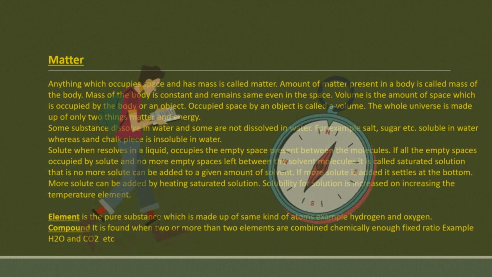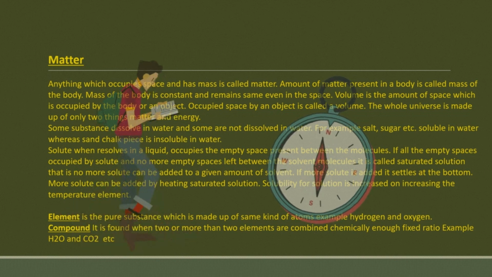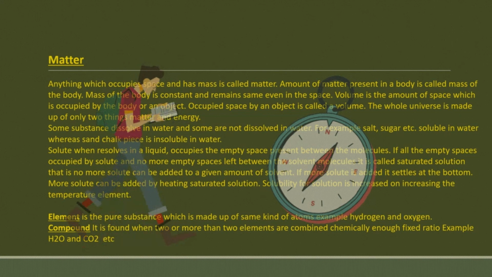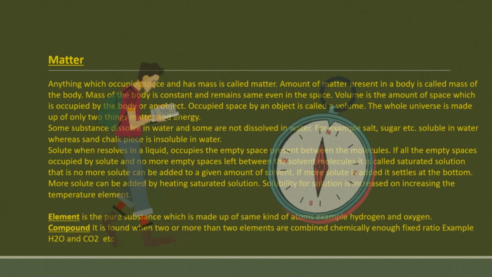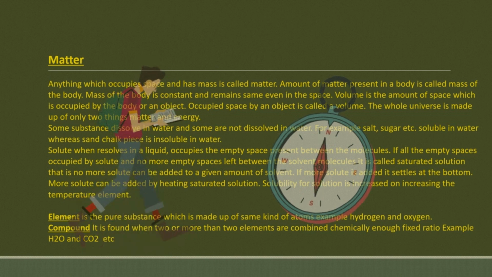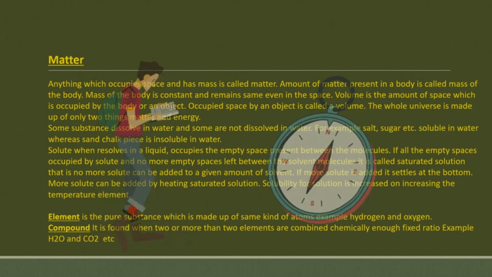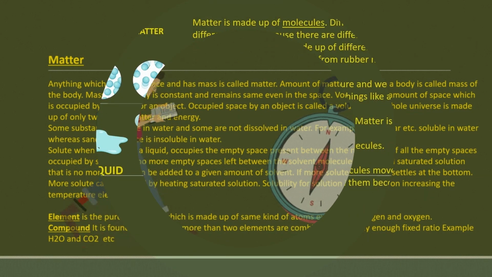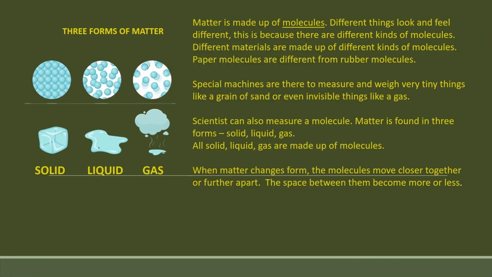An element is a pure substance which is made up of the same kind of atoms, for example hydrogen and oxygen. A compound is formed when two or more elements are combined chemically in a fixed ratio, for example H2O and CO2. Matter is made up of molecules.